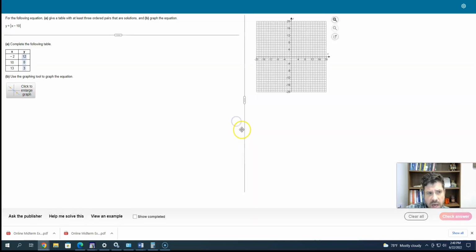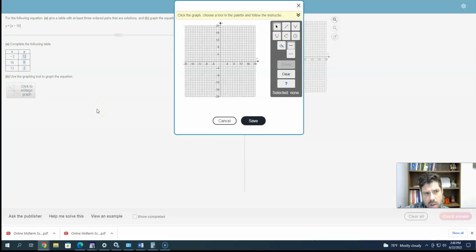So now that we have our ordered pairs, we're going to graph this. So we're going to click on Enlarge the Graph here. This is an absolute value, so we want to pick the icon for the absolute value tool. It looks like a V. So we'll click on that.